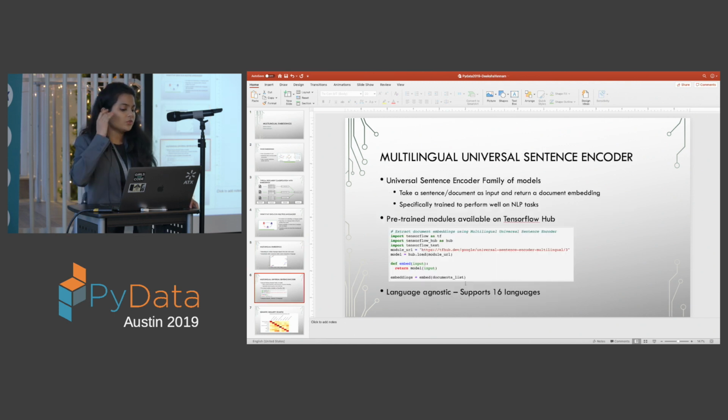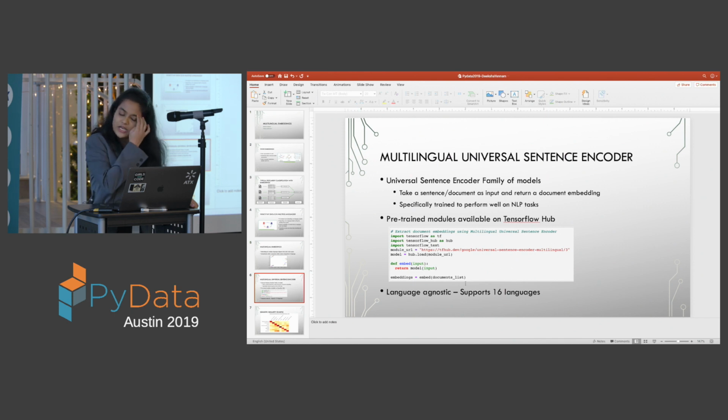But the other interesting one that I have been using most is called the Multilingual Universal Sentence Encoder by Google. This is an open source model that was released, I think, around July of this year. It is a part of the broader Universal Sentence Encoder family of models that's also open source by Google. It is available as pre-trained modules on TensorFlow Hub. These models take a sentence or document as an input and return a document embedding.